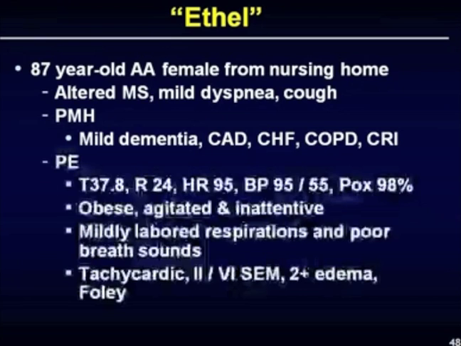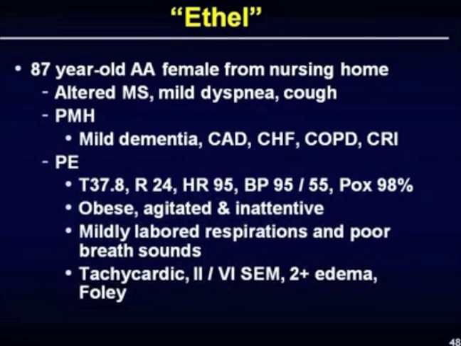You perform your physical exam in the noisy emergency department. You find that she has a borderline temperature, mildly tachypneic at 24, a heart rate that's slightly elevated at 95. She's borderline low in her blood pressure, but again, we're unsure of what her baseline blood pressure is, and we find that her pulse oximeter is in the normal range.